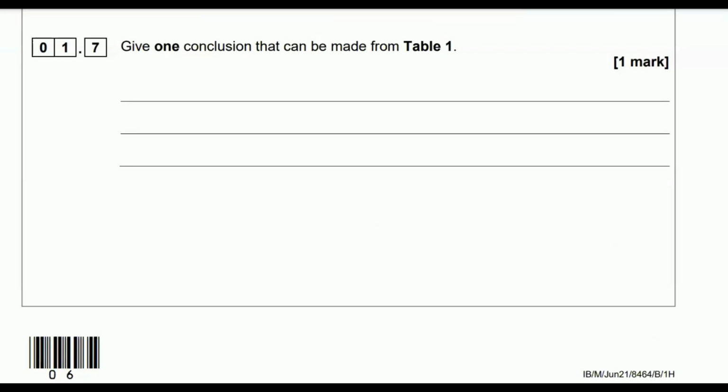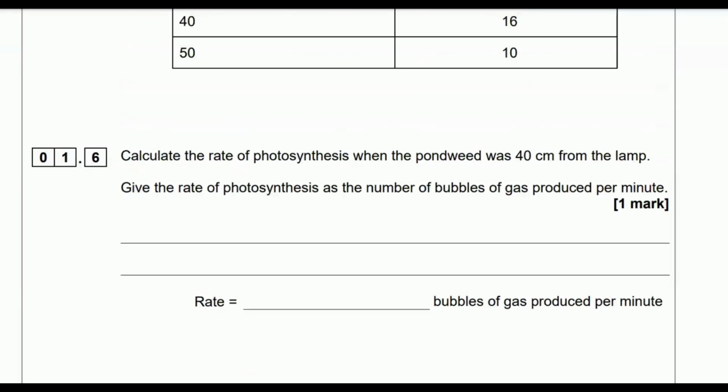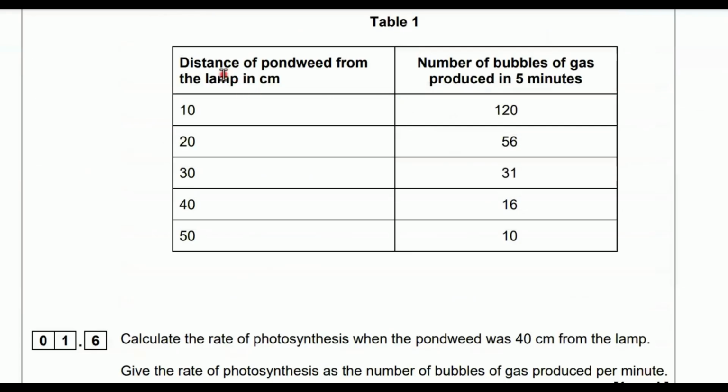She's only 2.5. 1.7, give one conclusion that can be made from table one. So if we bust back up to table one, what is one conclusion we can make? What can we say about as the distance of the pondweed from the lamp increases, what happens to the number of bubbles?